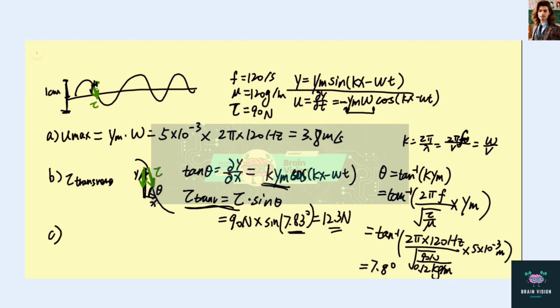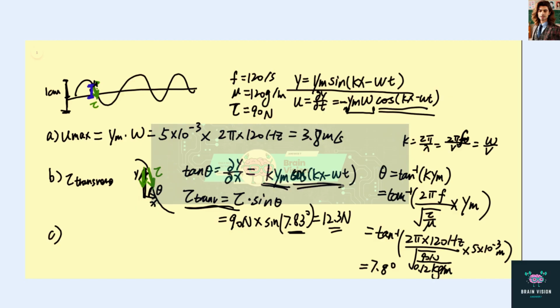Okay, now we can do part C. What does part C say? Part C says we have to show that the two maximum values calculated above will occur at the same phase value for the wave. And then we ask, what is the transverse displacement y of the string at these phases? So that is asking us to find this place.